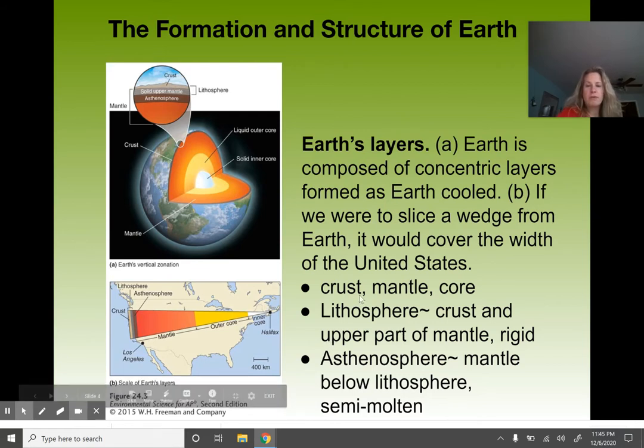So just be familiar with these things. Like I said, this is a lot of earth science, but we need to talk about it because we're going to talk about resources. And so resources come from the earth. But we've got the crust, mantle, core, lithosphere, asthenosphere. So just be familiar with those terms and where they're located.